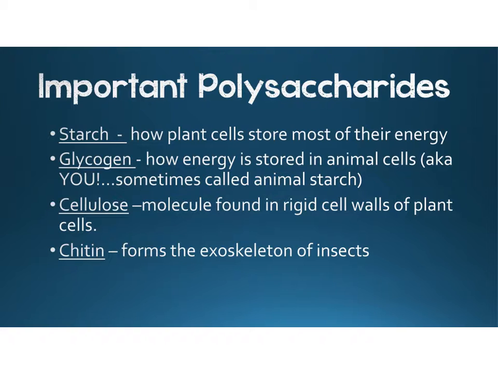Another structural carbohydrate is called chitin. Chitin forms the exoskeleton of insects. So you find the cicada shells in the summertime, and you step on a bug and you hear that kind of crunch. That's because bugs have this exoskeleton on the outside, and one of the main structural carbohydrates involved in that exoskeleton is chitin.